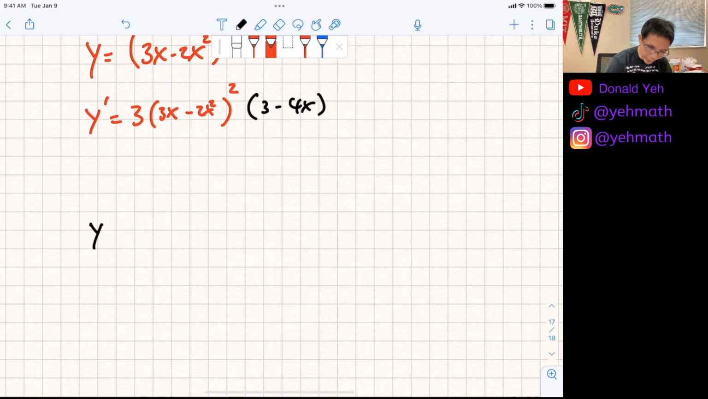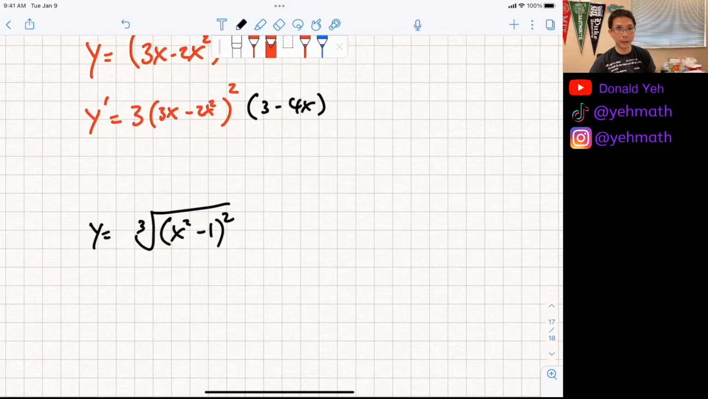Now I'm going to ask you to take a derivative of this one, though. 3 times the square root of x squared minus 1. I want you to take a derivative of this one. Now remember, the power rule doesn't give you jurisdiction over radicals, but you can always convert a radical the other way. So let's see if you know how to take a derivative of this function.